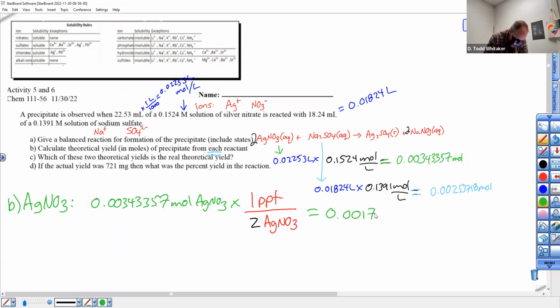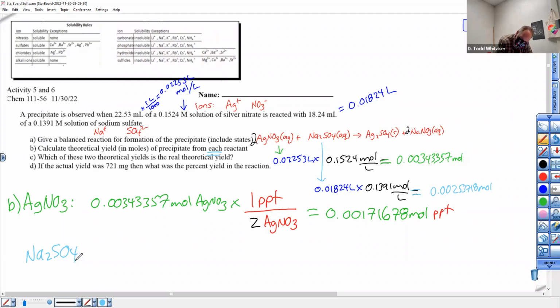0.0017. Oh my God, I need help. 1678 mole PPT. Do it again for the other substance, which will be in baby blue. The other substance is silver nitrate with sodium sulfate.